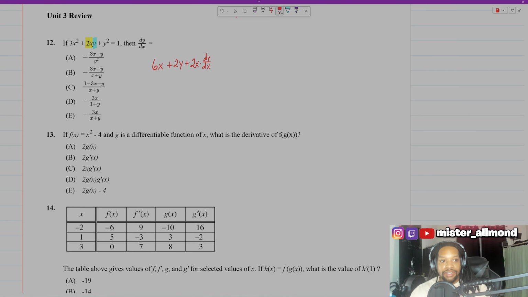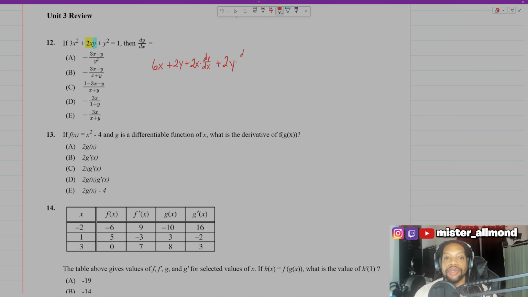Plus the derivative of y squared is not 2y. Out of, let's see, I got about 90 people taking this test. My prediction, I say maybe 8 to 12 people are going to just say 2y. That's my prediction.